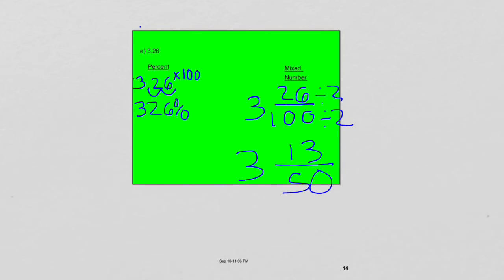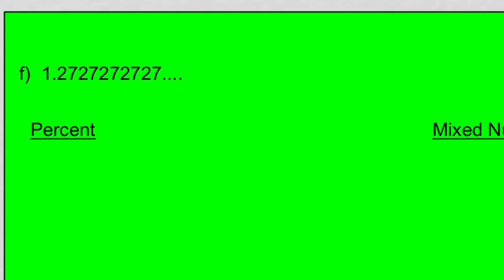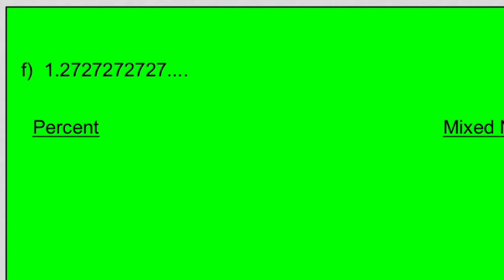Last one we're going to do is, what about repeating decimals? So this is a repeating decimal. It's 1 and 27/100ths repeating. The 2-7 is repeating over and over again. We can also write that with bar notation, where we just write down the repeating digits and then put a bar over the 2 that are repeating.